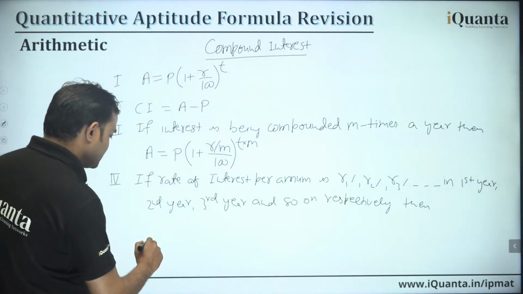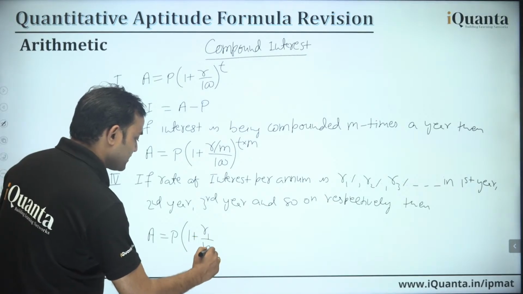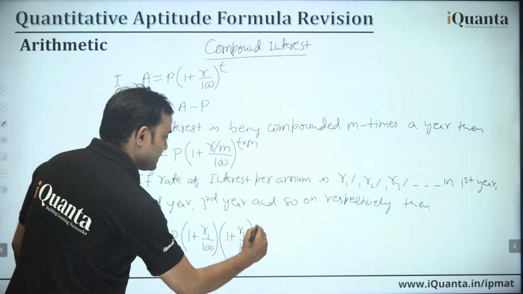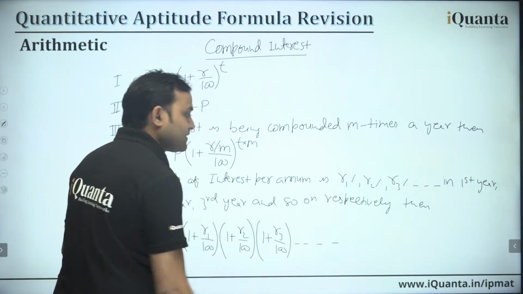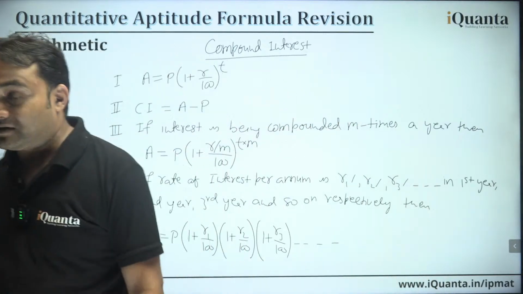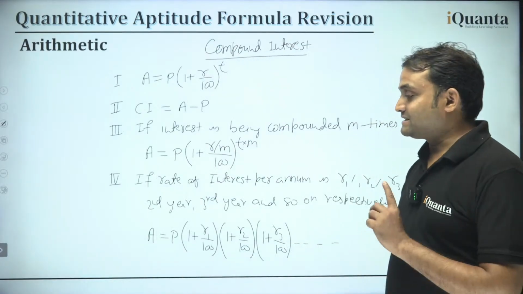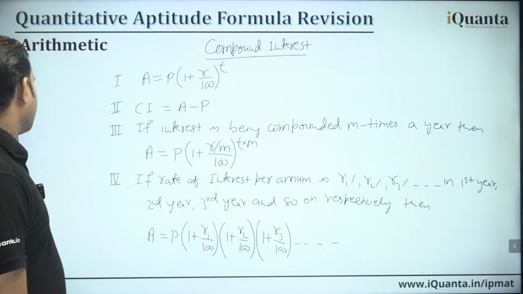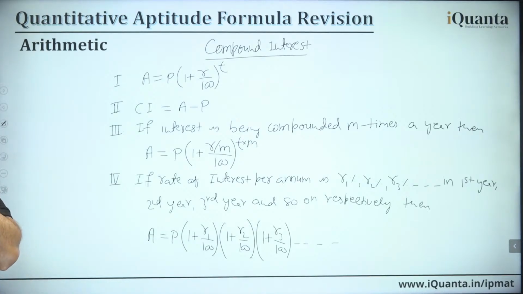In that case, the total amount A will be equal to P into (1 plus R1 by 100) into (1 plus R2 upon 100) into (1 plus R3 upon 100) and so on. So if rate of interest is different every year, then you can use this formula to find out the total amount. Okay? Is that clear to everyone? Tell me, have you solved questions like this where rate of interest is different every year? Right? Then you can use this.